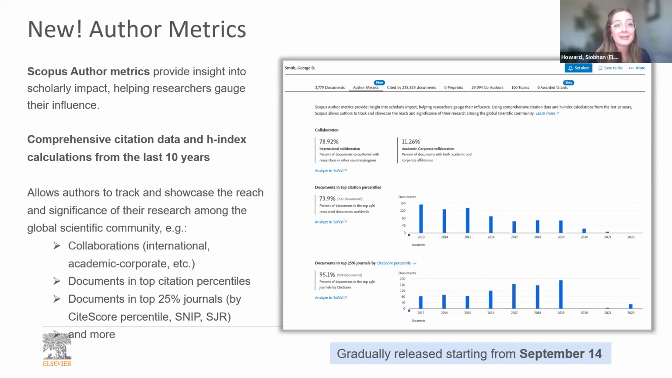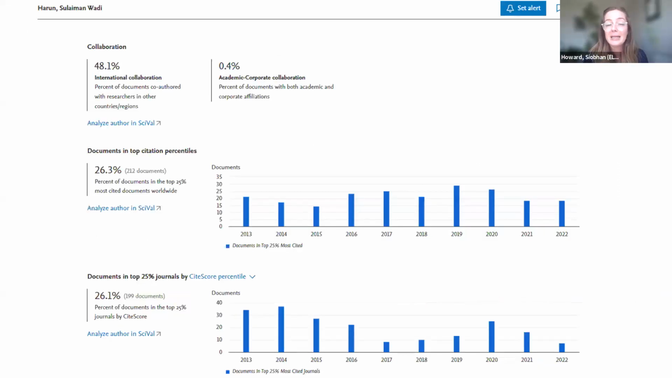We are also looking at some percentiles. So you're able to start looking at the documents in top citation percentiles, as well as in the top 25% of journals by your specific journal metric of choice. In this instance, it is pulling through CiteScore, but you would also be able to choose across SNIP and SJR journal metrics as well. And if you go on into the next slide, we'll be able to zoom into this picture a little bit more and start to break down what some of these metrics mean.